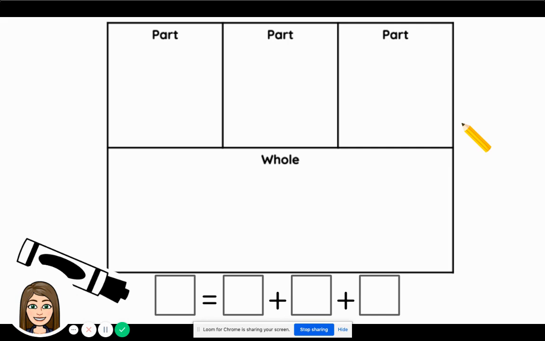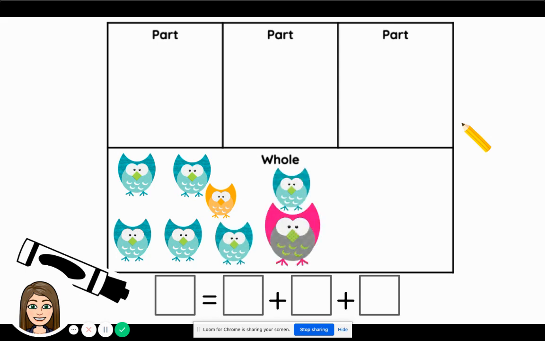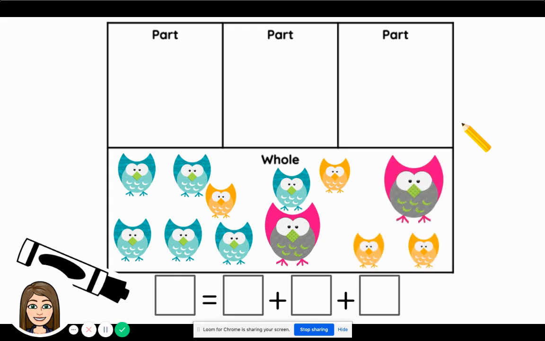I have 12 owls. Let's count them. 1, 2, 3, 4, 5, 6, 7, 8, 9, 10, 11, 12. Let's sort the owls by their color. 6 of the owls are blue. I'm going to put them in the first part.